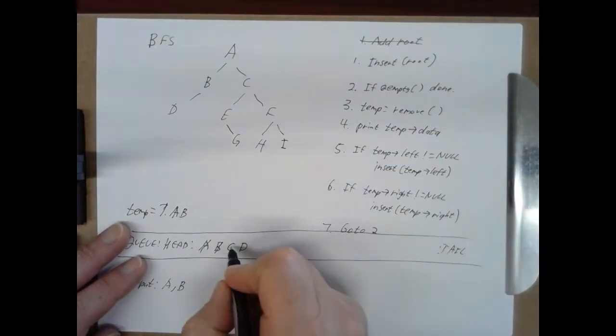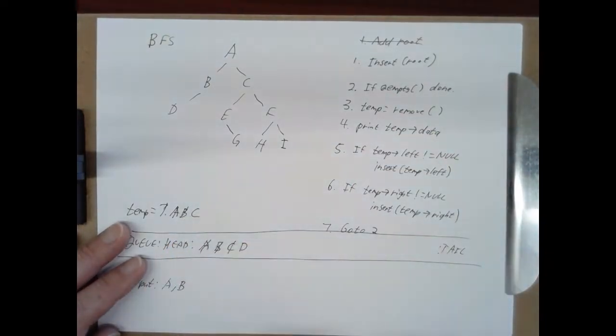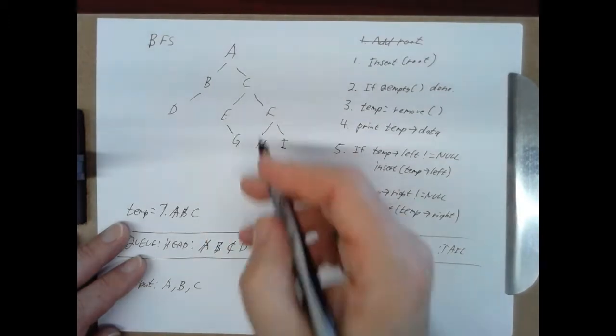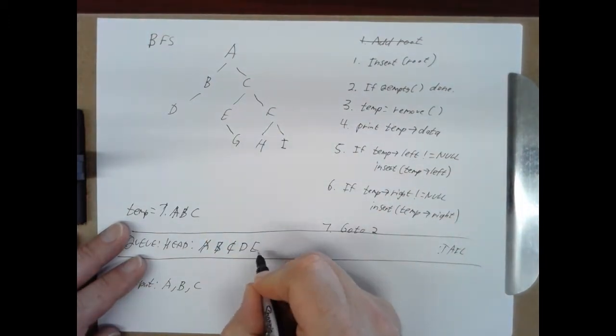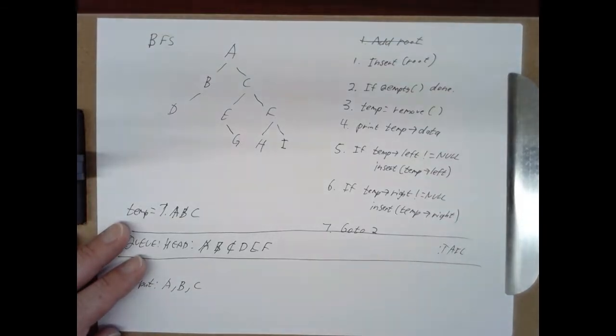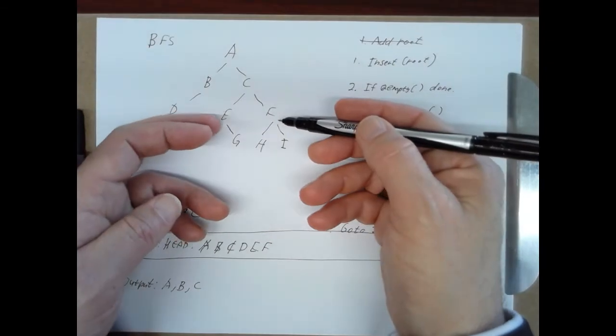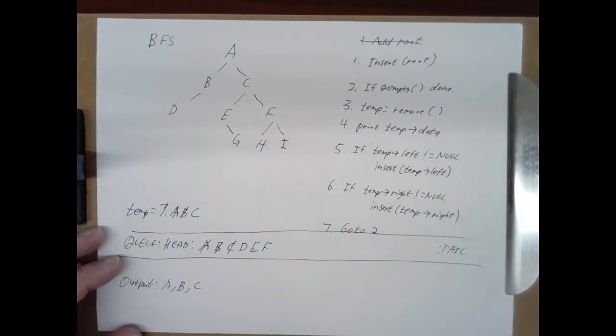Queue's not empty, remove the head of the queue, that's a C. Print out its data. Push its left child into the queue, that's an E. Add its right child into the queue, that's an F. Go back to the top. And you can see what's happening here. We just added some things that are at the next level down, but they're not going to get processed until the things that were already in the queue are taken care of.